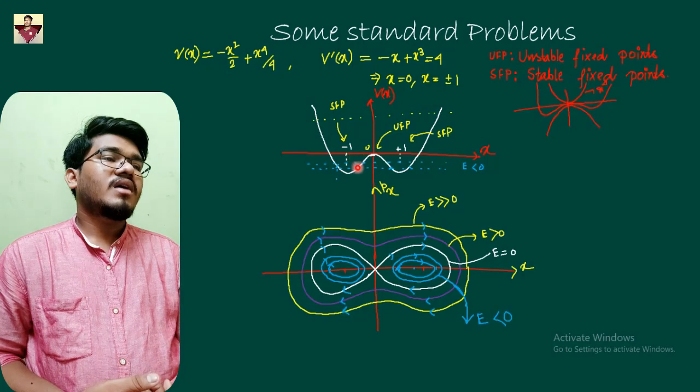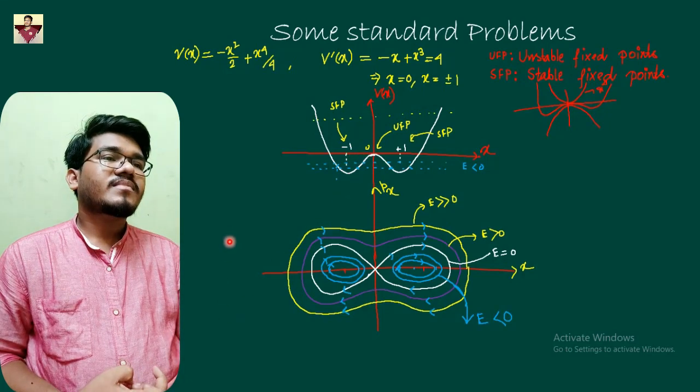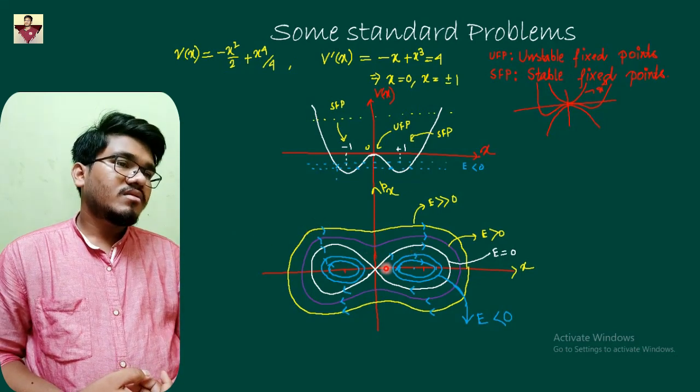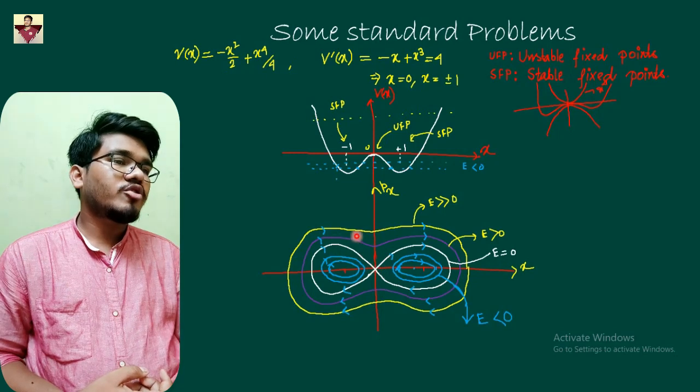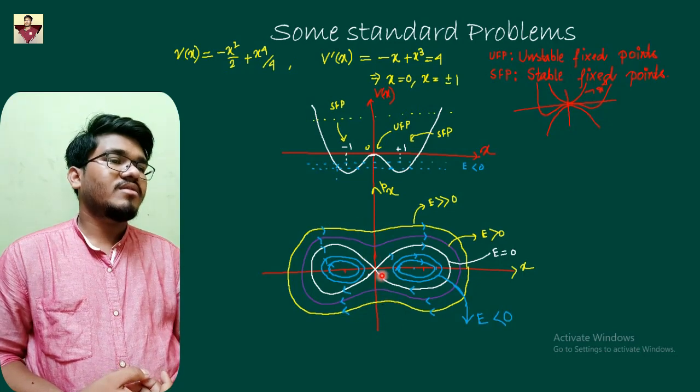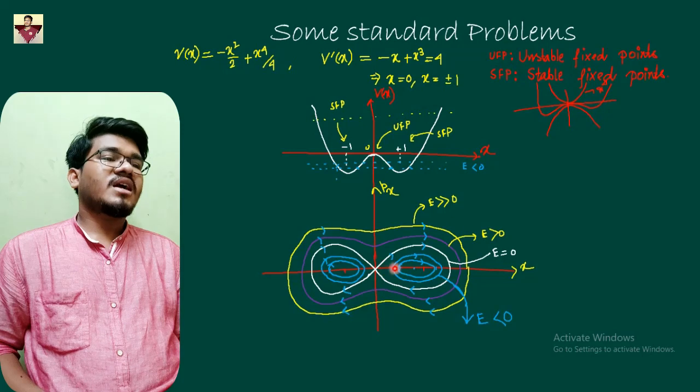And for the unstable fixed point, the curves will be here. So separatrices will be there, and it will be around this point. It will be like hyperbolic. So these are hyperbolas, these are hyperbolic. So this is the unstable fixed point.